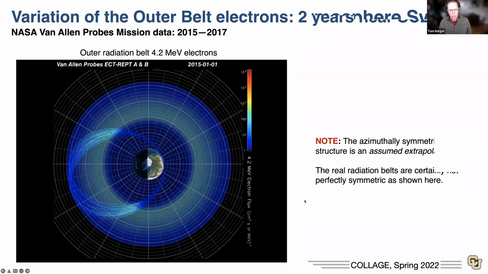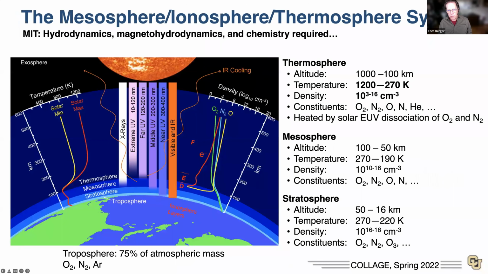So the mesosphere is that middle, literally the middle sphere, from about 100 down to 50 kilometers. And then the thermosphere sits on top of that. It goes anywhere from 1,000 down to about 100. And outside of that, we talk about the exosphere, where there's actually atmospheric escape occurring. And you can see here the temperature.